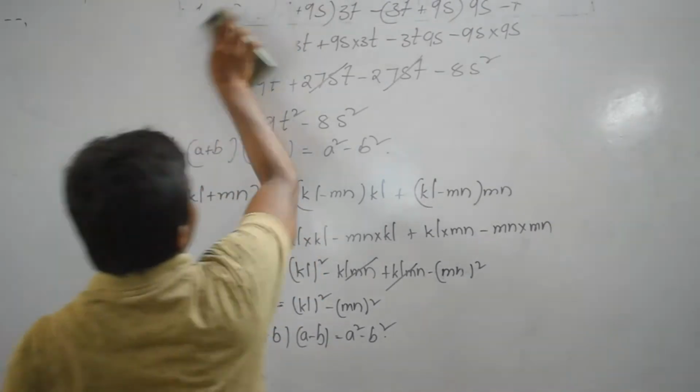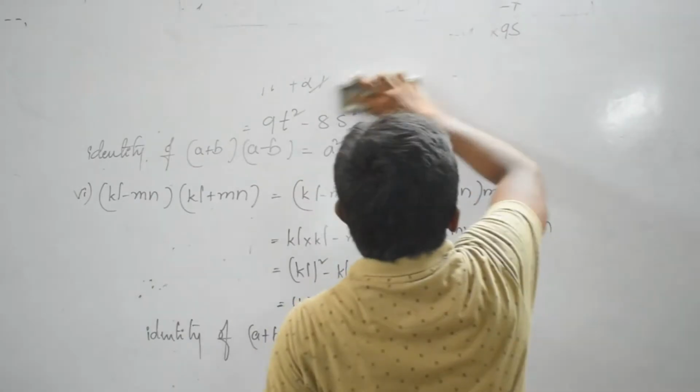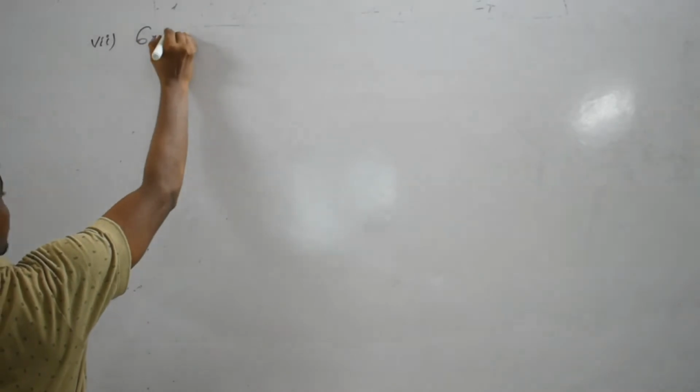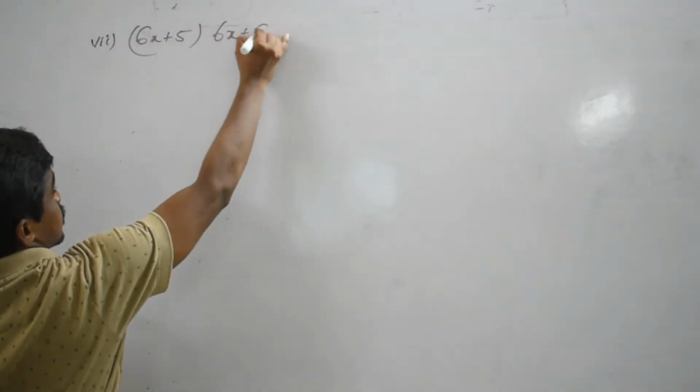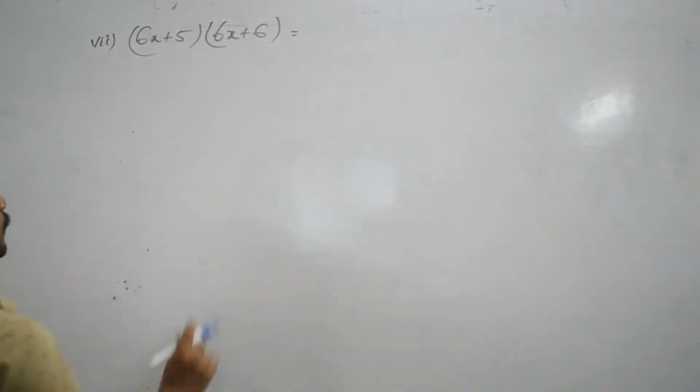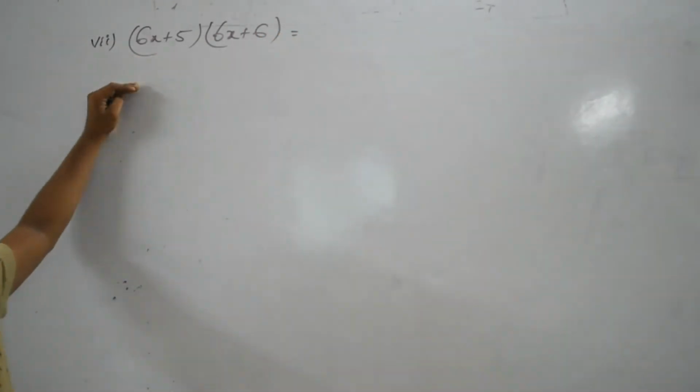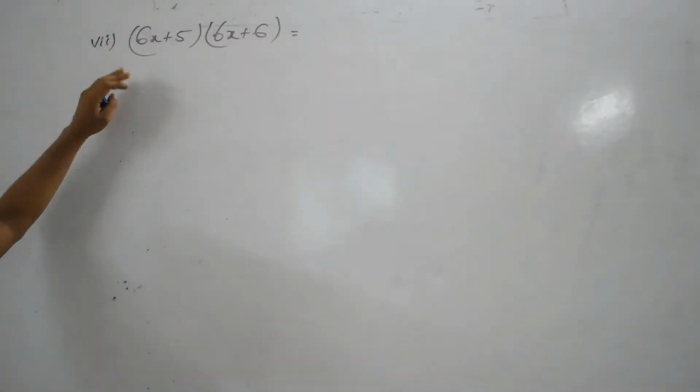Next one, seventh problem, (6x + 5)(6x + 6). So this is another identity. Here we are multiplying these two binomial terms.